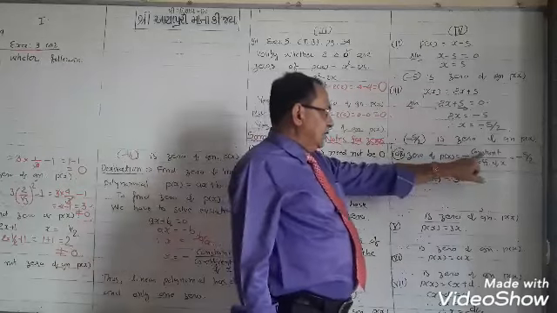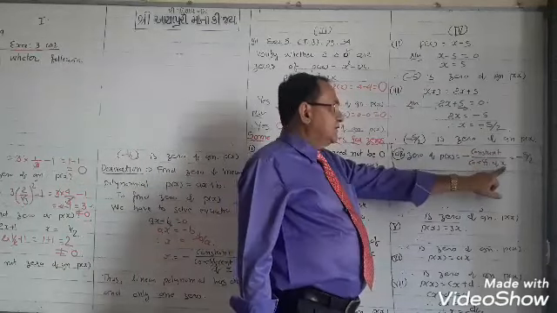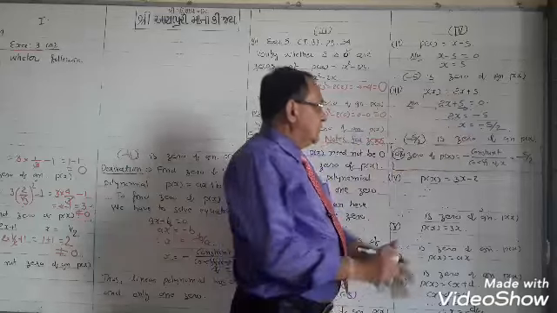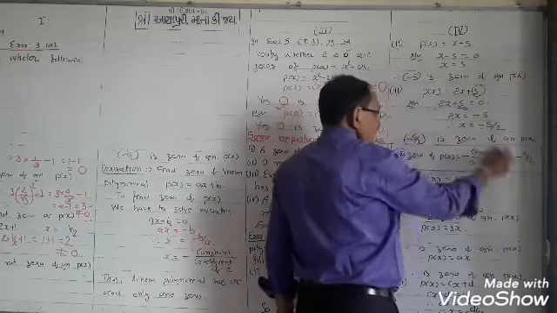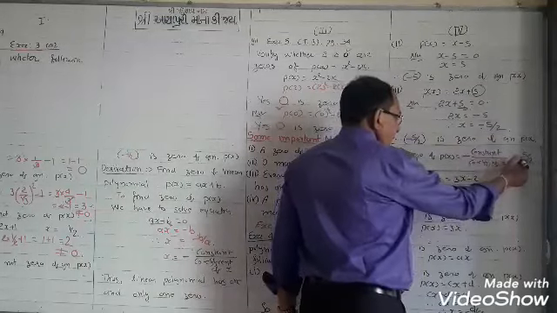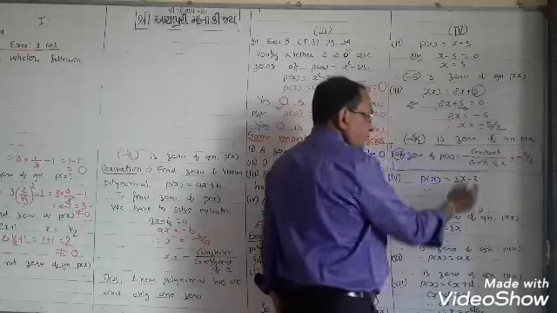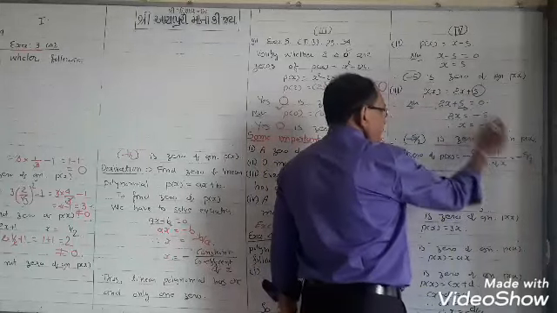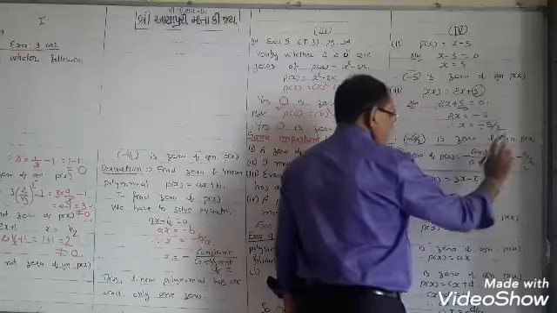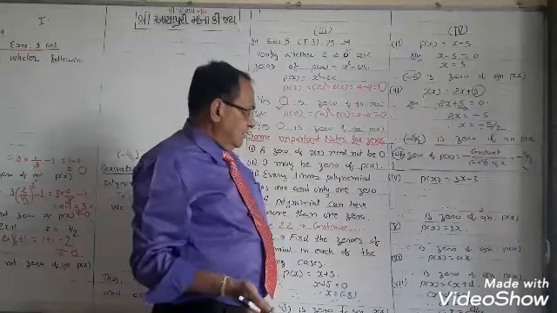Zero of p(x) is equal to minus constant upon coefficient of x. What is your constant? 5 is your constant. Minus sign is in the formula, so that is minus 5. What is the coefficient of x? This is 2. So minus 5 upon 2 is your answer.